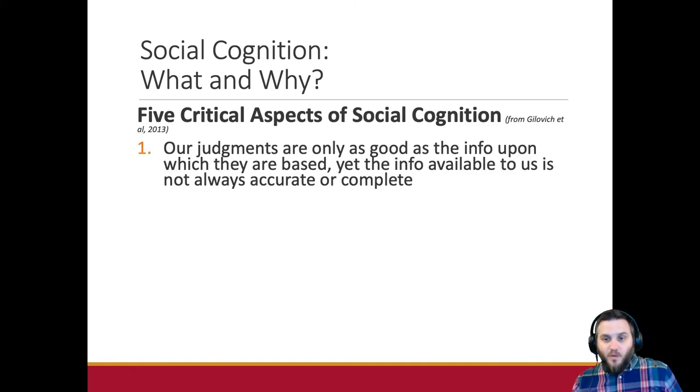The first one is about how we make sense of the world and of things that are happening, or will happen to us. Our judgments are only as good as the info upon which they are based, yet the info available to us is not always accurate or complete. I really dislike making decisions when I don't have all the information. I could have made a decision if you had just given me all the information from the start, people.